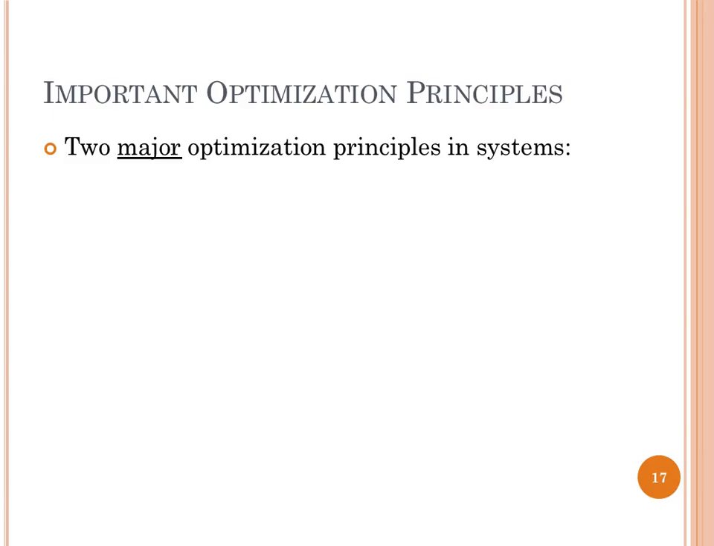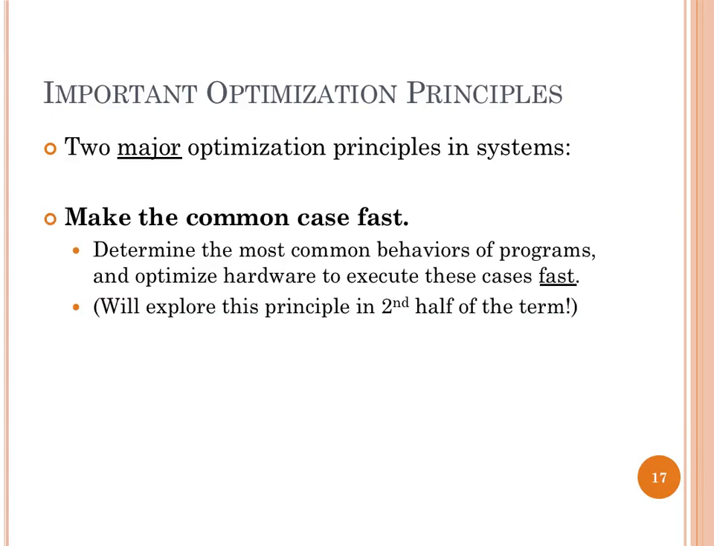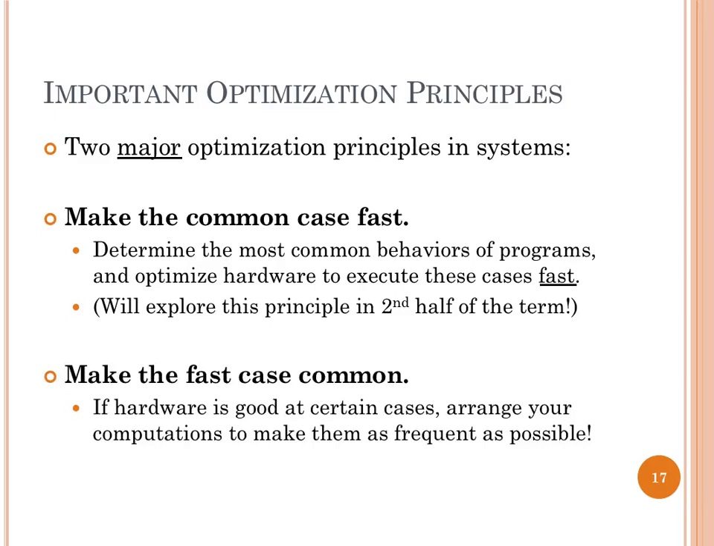So anyway, there are two major optimization principles that you see over and over again in systems. The first one is make the common case fast. So you look at programs, you look at what they do. Most frequently, all programs have certain common behavioral patterns, and you try to optimize the computing hardware to make those cases fast. So that's pretty obvious. Make the common case fast. We'll talk about that a lot in the next half of the class. Then you also have the other principle, which is make the fast case common. Because you're always going to see that compute hardware is good at certain things.